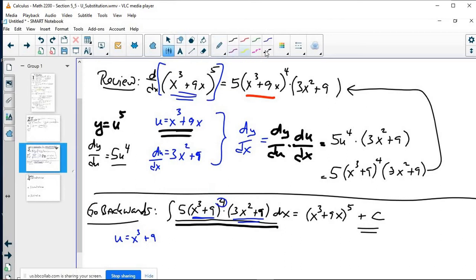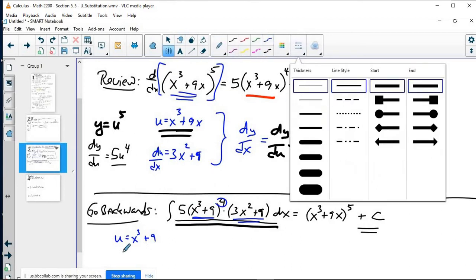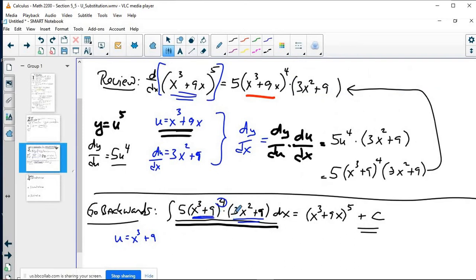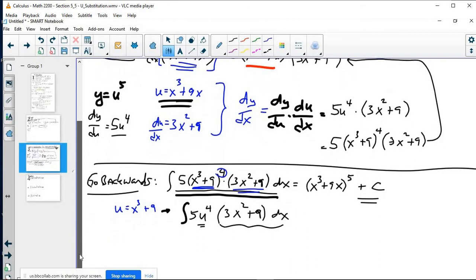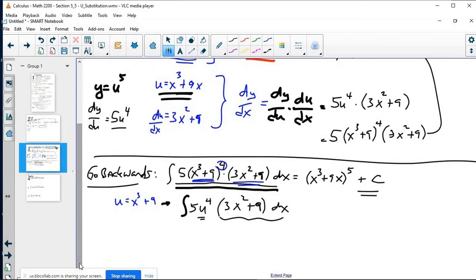So what I'm going to say is, if u was equal to this, then if I plug that in, I get the integral of 5u to the fourth, but then I have all this stuff. Now I have a really big mess, because I have u's and x's, and that's totally not allowed. I can't have multiple letters in here. If you want to do that, go on to Calc 3, then you can talk about multiple variables, but we don't have that right now. So if I'm going to go u, I've got to go all u.